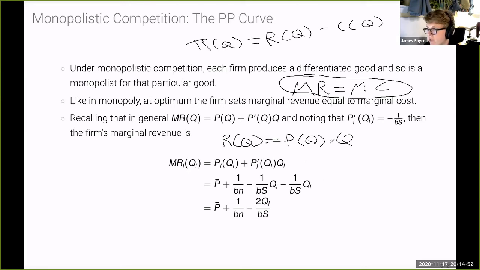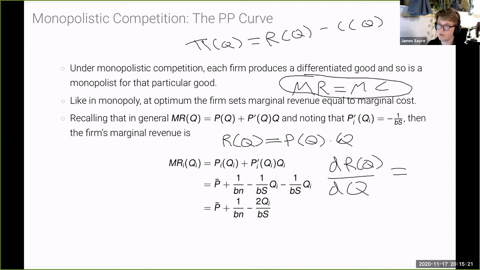To go from revenue to marginal revenue, all I'm going to do is take the derivative of revenue with respect to quantity. And so I'm just going to use the product rule. If you recall the product rule from your calculus class, what's the product rule here? Well, the derivative of two products, you just take the derivative of the first term times the second term plus the first term times the derivative of the second term.